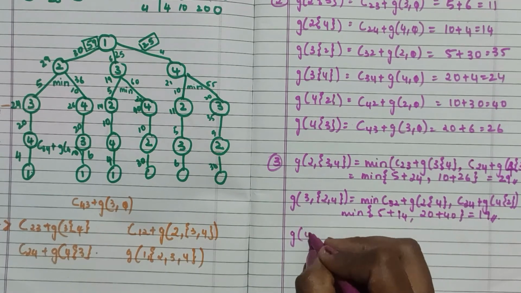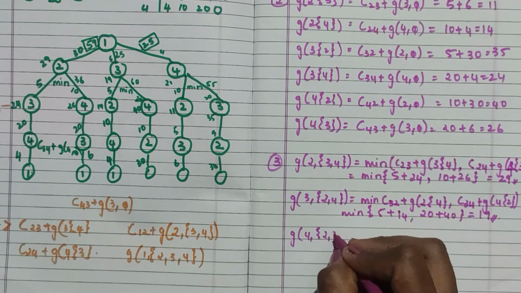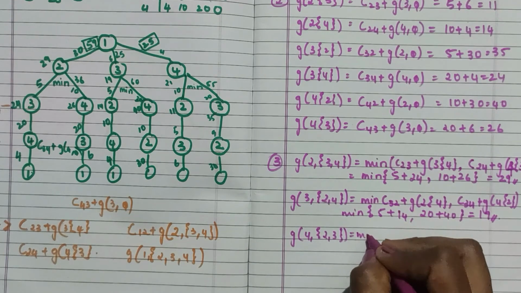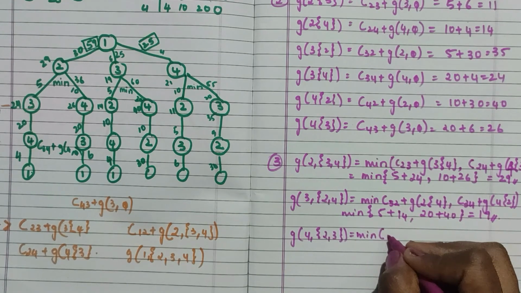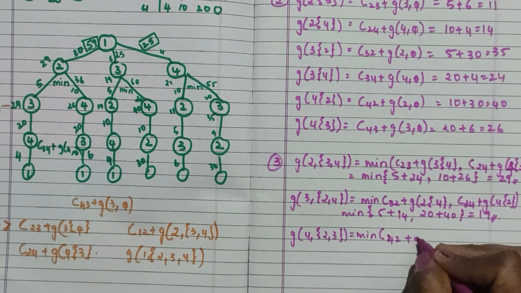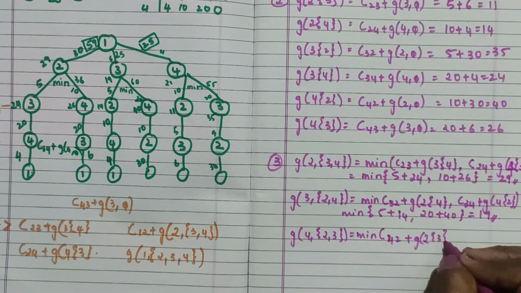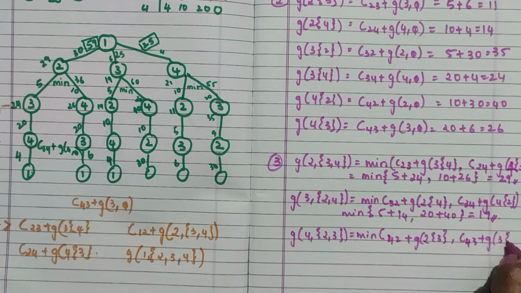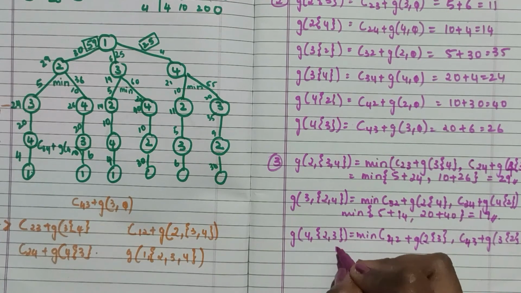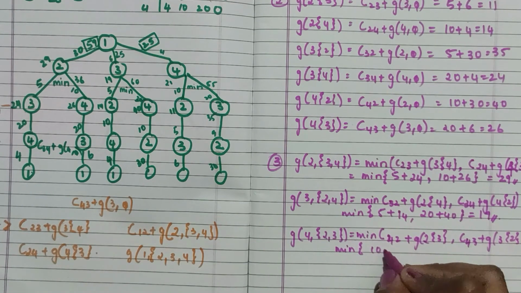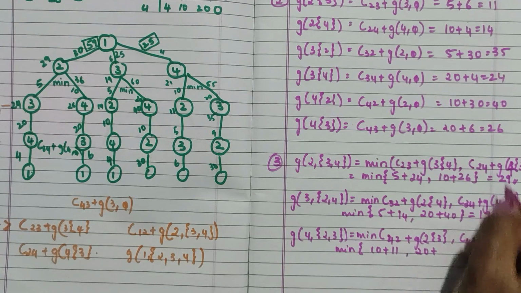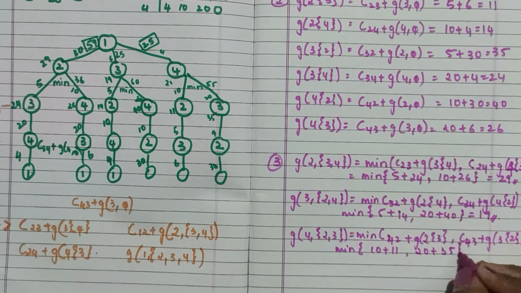Now let's find out for the last one, that is 2 comma 3. Here, minimum of cost of 4 to 2 plus g of 2 to 3, and cost of 4 to 3 plus g of 3 to 2. Again the minimum value: that is 10 plus 11, and then 20 plus 3 to 2, 35. So here 21, and the other is exceeding more. So 21 is my shortest value.